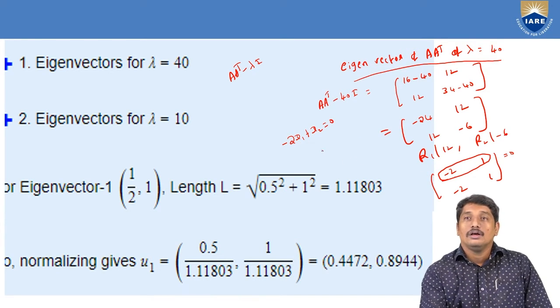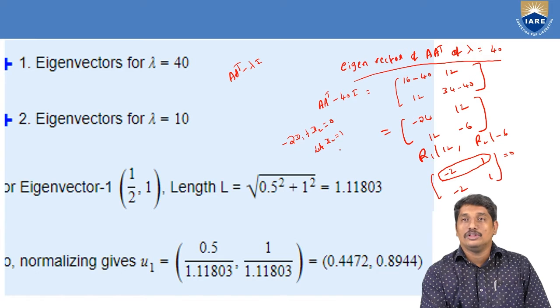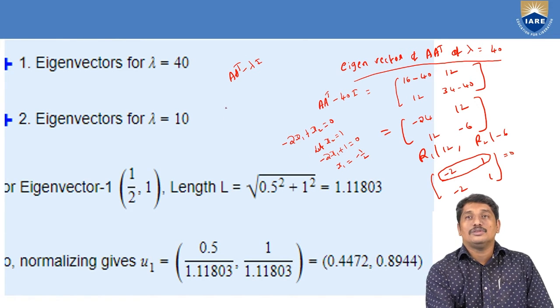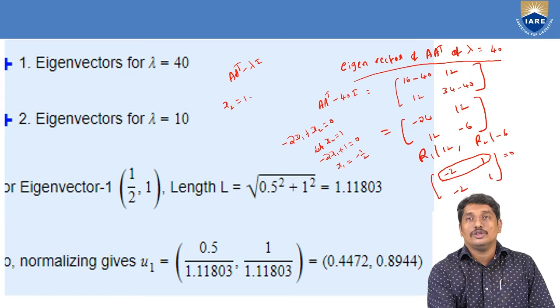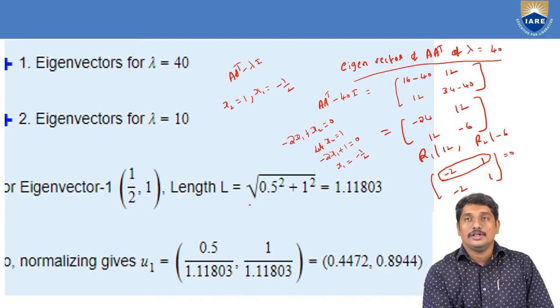Okay, now let us put x2 is equal to 1 by default. To find out the values, we are choosing x2 is equal to 1. Minus 2x1 plus 1 is equal to 0, so x1 is equal to minus 1 by 2. So what do we observe? When we put x2 is equal to 1, we got x1 is equal to minus 1 by 2.